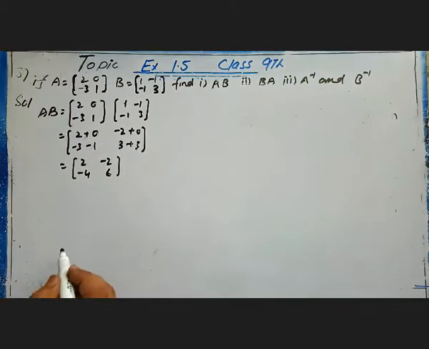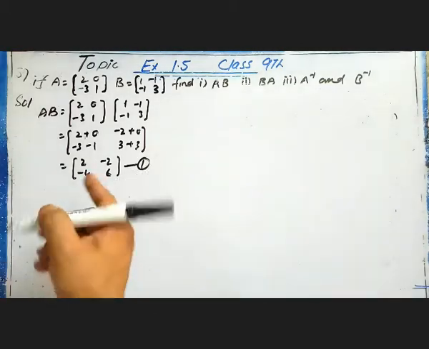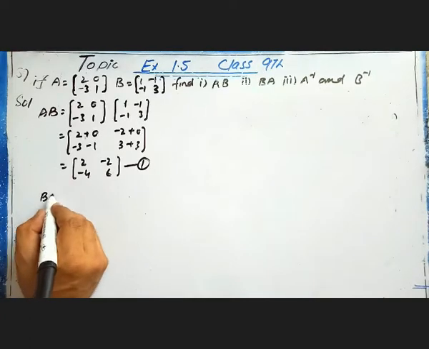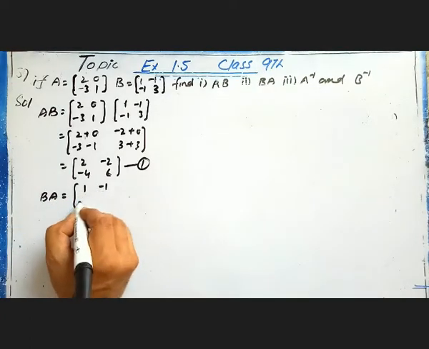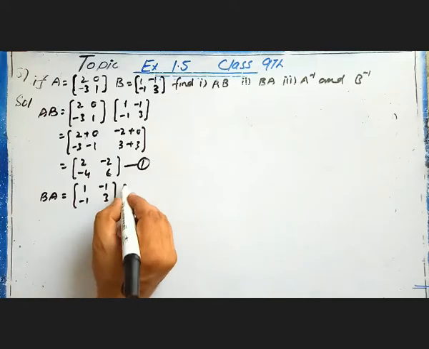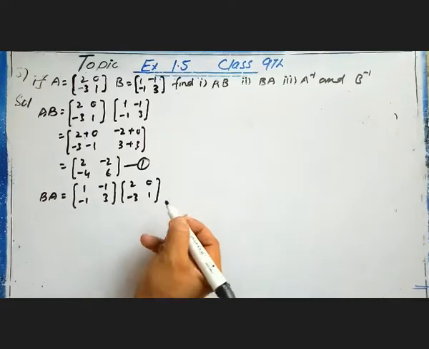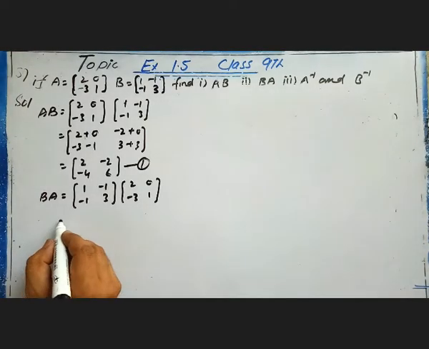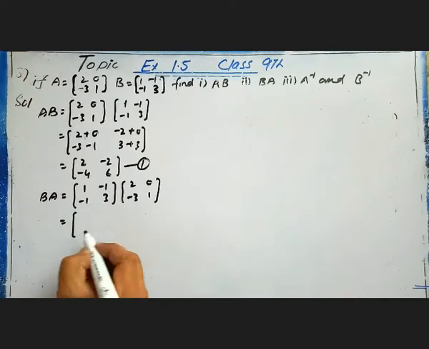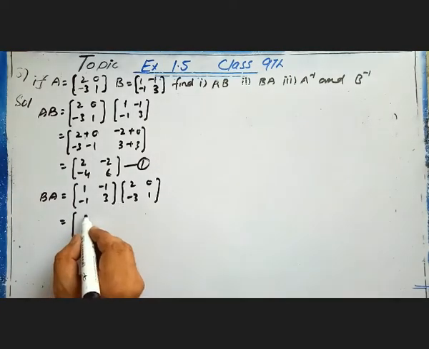Okay, so this is फर्स्ट नंबर, ये अपने साथ आपने नोट करना है. ठीक है, नाउ वी आर गोइंग टू फाइंड बी ए. सो बी ए इज इक्वल टू, फर्स्ट यू हैव ड्रॉ मैट्रिक्स बी, दिस इज [1 -1; -1 3], एंड द सेकंड वन इज [2 0; -3 1]. As these are 2 by 2 matrices, so multiplication is possible. Now we are going to multiply these two.